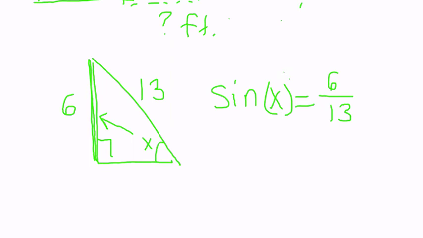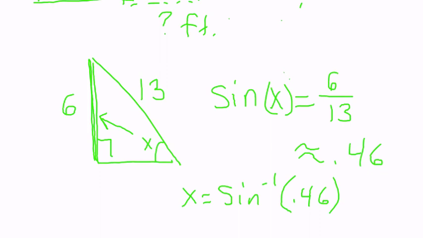And if you want to be exact, you could do the inverse sine. x equals the inverse sine of 0.46. That would be a button on your calculator. Inverse sine of 0.46 is about 27.4 degrees. So depending on how exact you want to be, you could just write sine of x is 0.46, or x is approximately 27.4 degrees.